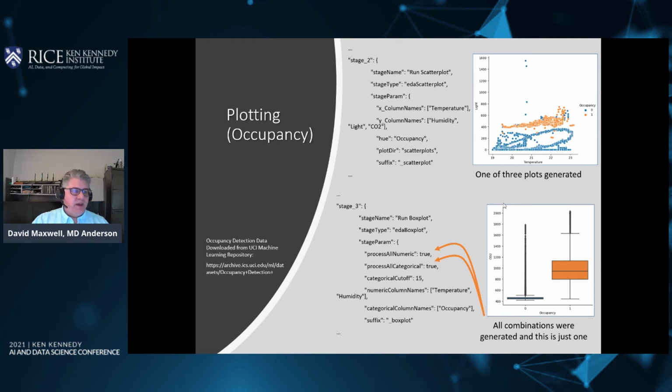The second one was a box plot. In this particular case, I'm using something I've added, which is process all numerical and process all categorical. So if you have several hundred different columns in your data set, you can just have it process all of the combinations and then look at each of these visually fairly quickly and see if there are things of interest from it.